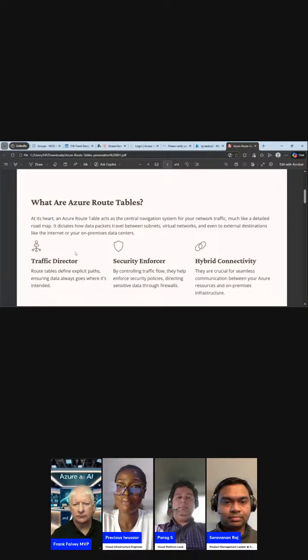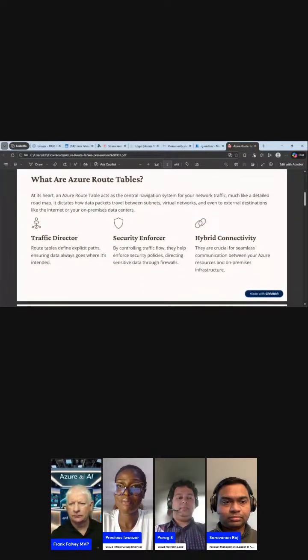When we talk of Azure Route Table, you have the traffic director. What the traffic director does is it defines explicit paths and ensures data always goes where it's intended. Also, we have the security enforcer. This controls the traffic flow. It helps enforce security policies, directing sensitive data through firewalls. And last but not least, I have hybrid connectivity. They are crucial for seamless communication between your Azure resources and on-premises infrastructure.